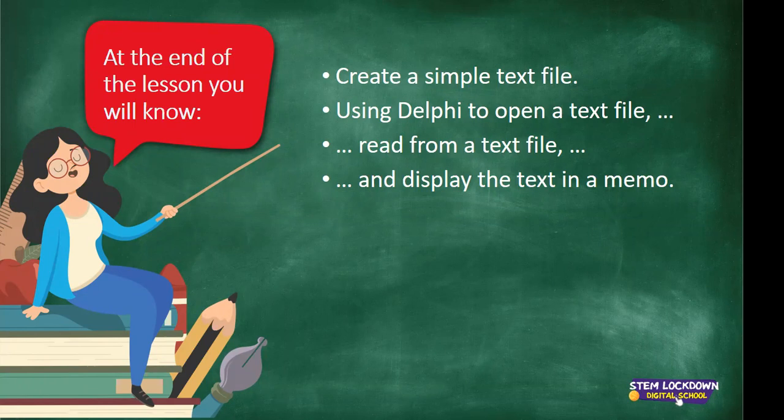Now for today's lesson, what we're going to do is firstly create a simple text file, and we're going to populate it with a couple of names. And then we're going to use Delphi to open this text file. From there, we're going to read from the text file, and while we're reading it, we're going to display the text in a memo. So all the names that are on the text file will be read and displayed in our memo.